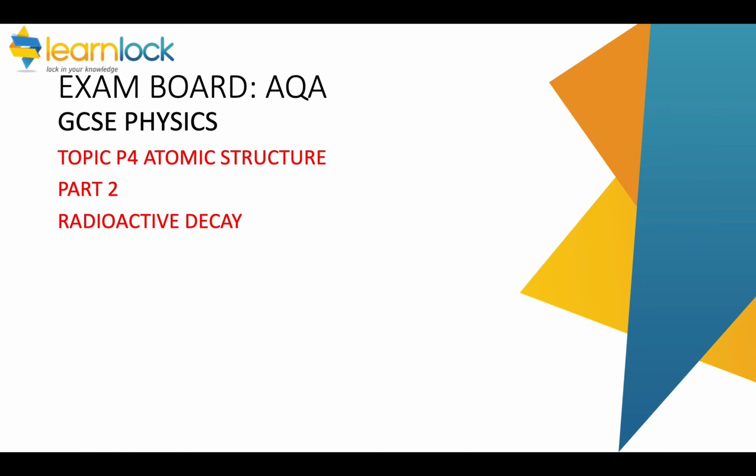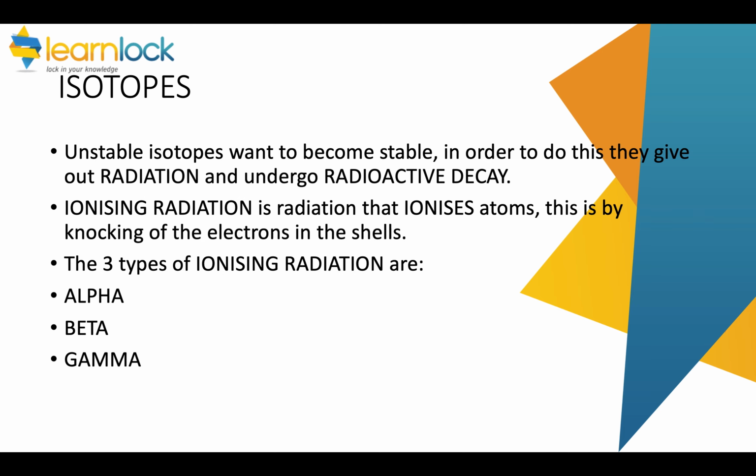Hello and welcome to the GCSE Physics tutorial for topic P4 Atomic Structure. This is part 2 looking at radioactive decay. Previously we looked at isotopes. Remember, isotopes want to become stable, and in order to do this they give out radiation.